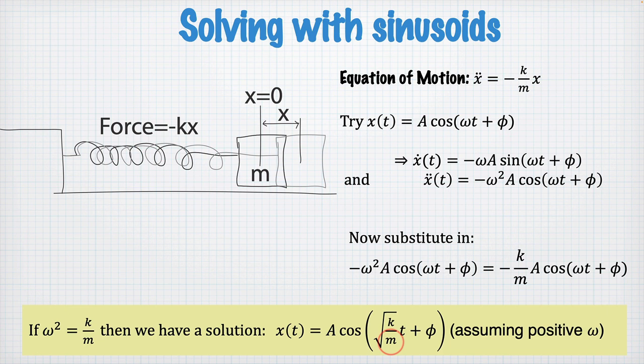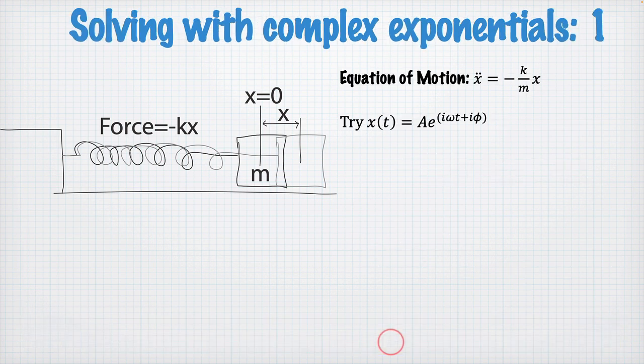So sinusoids work, but the maths can get incredibly messy. What's this other function of which I speak? Well, it's using a complex exponential. We take the solution that looks like this, so we have some amplitude again, but instead of a sinusoidal function, we have a complex exponential.